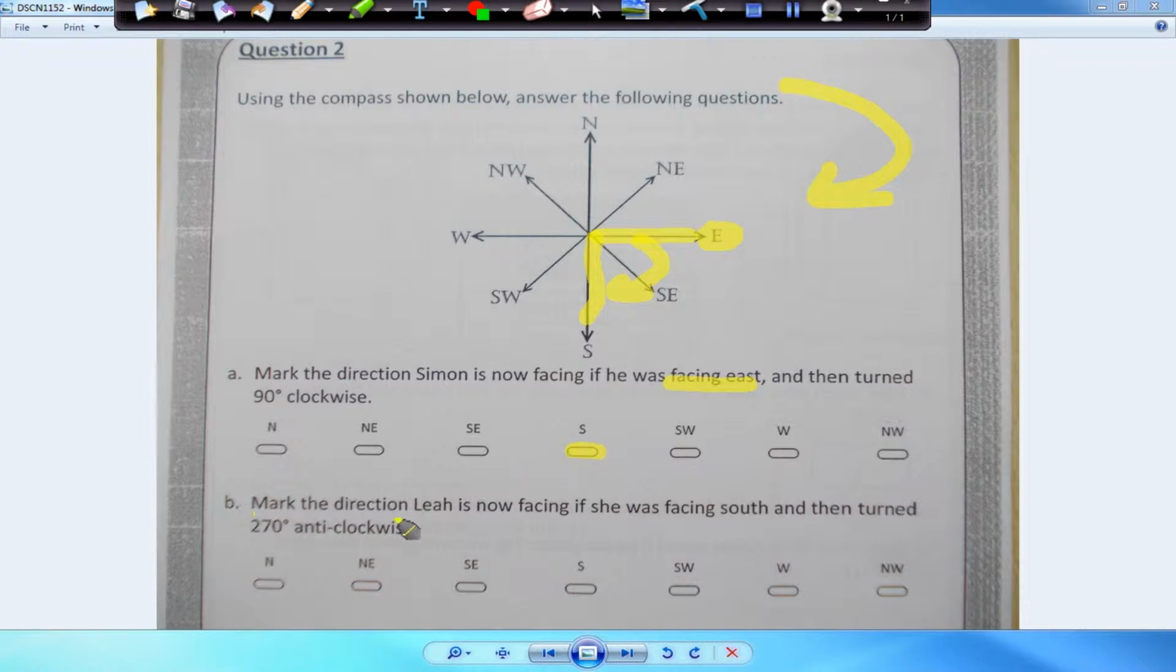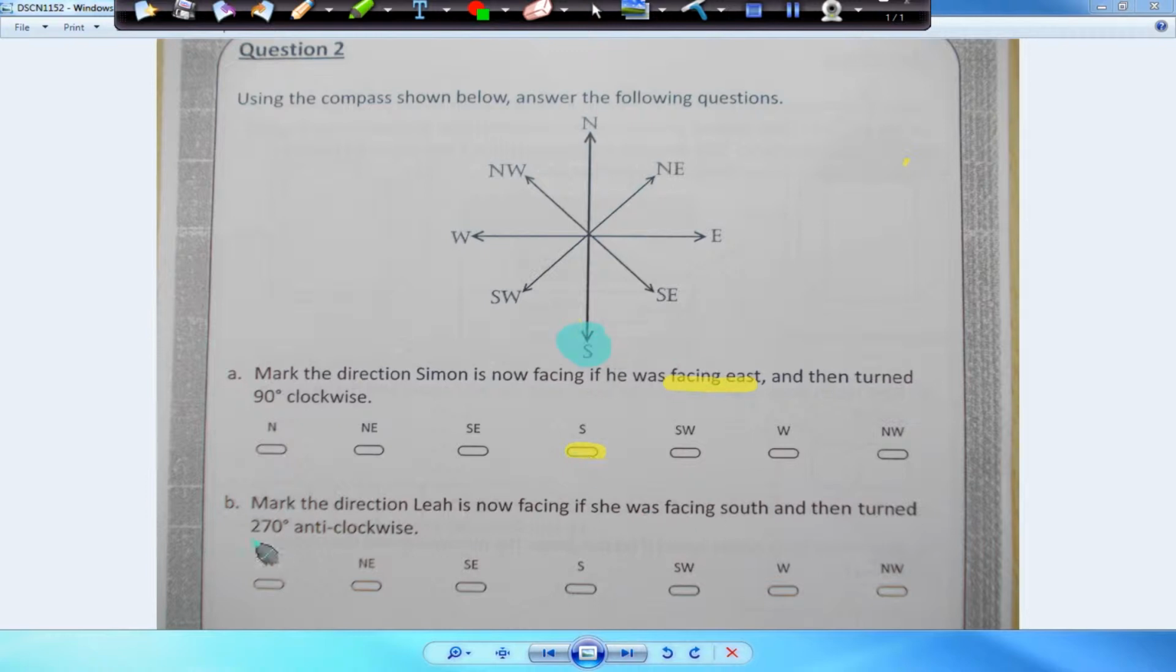Okay, next. Mark the direction Leah is now facing. Let's get rid of this first part here, please, folks, otherwise it'll confuse the next question. Mark the direction Leah is now facing if she was facing south. So let's put Leah facing south.